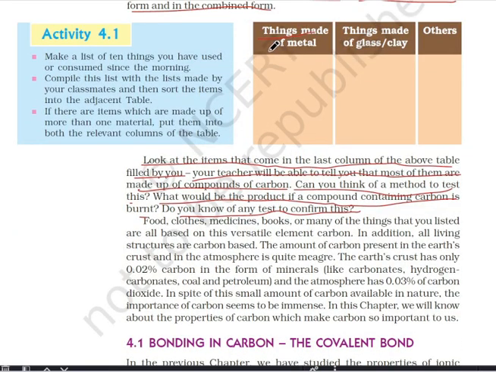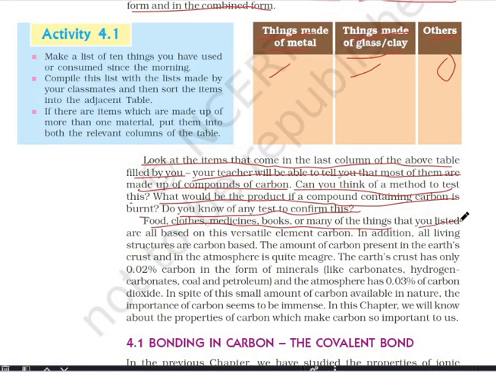Things made of metal, things made of glass and clay, and things made of other materials. So food, clothes, medicines, books, or many of the things that you listed are all based on the versatile element carbon. In addition, all living structures are carbon based.